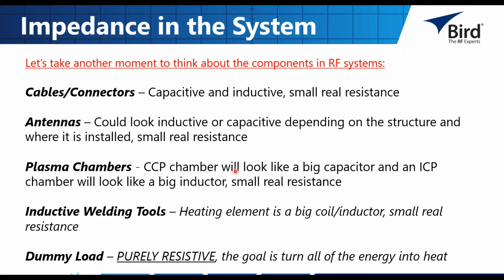Then we're looking at antennas. Again, they're going to be inductive or capacitive with a small real resistance. Plasma chambers, depending on what you're working with, can look like a big capacitor or an inductor, or even like an inductive welding tool. Again, it's going to look like a big coil inductor with smaller real resistances. The only time we're really thinking of using a purely real resistance is when we're using a dummy load and we're trying to just terminate all that energy and convert it into heat.